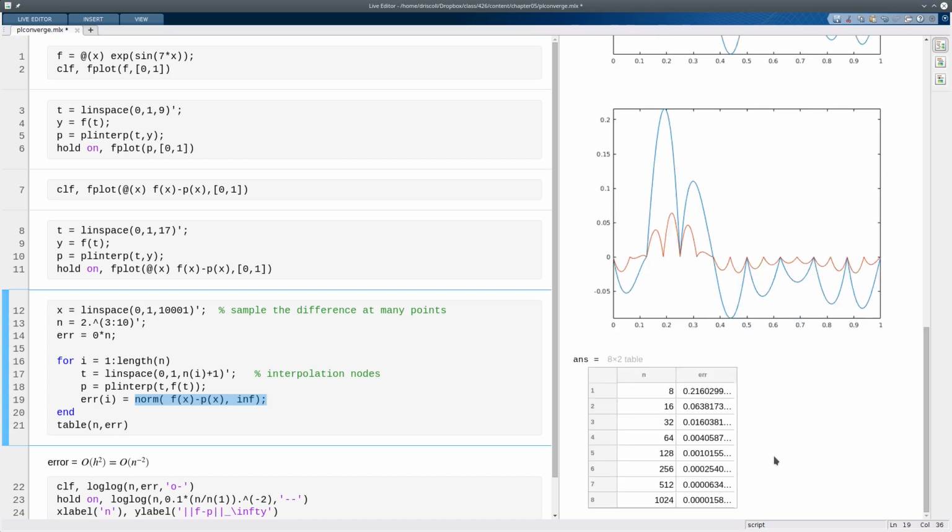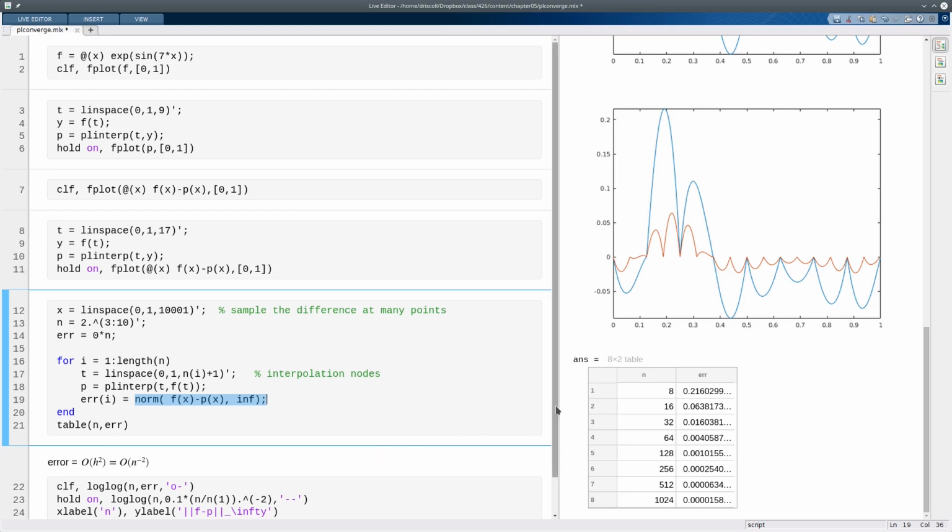So when you do that, you do see, for example, here I've chosen n so that it keeps doubling. So here you do see that it's gone from about 0.004 to 0.001, and then from there to 0.00025. So that is consistent with going down by a factor of 4 for each doubling.